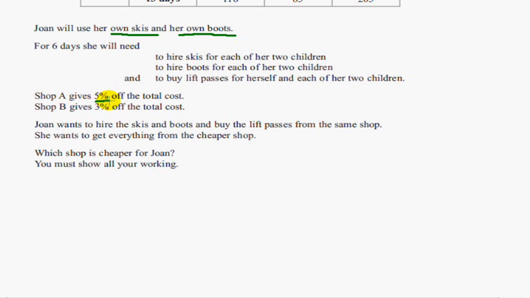Shop A gives 5% discount. Shop B gives 3% discount. Joan wants to hire the skis, boots and buy the lift passes from the same shop. She wants to get everything from the cheaper shop. Which shop is cheaper for Joan? You must show all your working out.